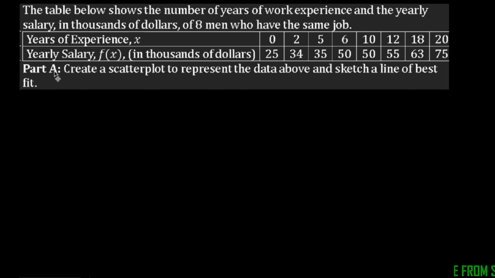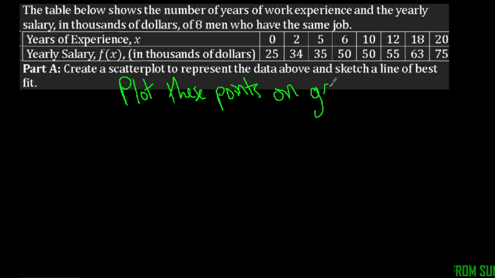So what we have to do first, it says create a scatter plot to represent the data above, and then we have to sketch that line of best fit. So mainly what you're going to do for this is as follows. You're going to plot these points on the graph given. So what you can do is you can do it like this.